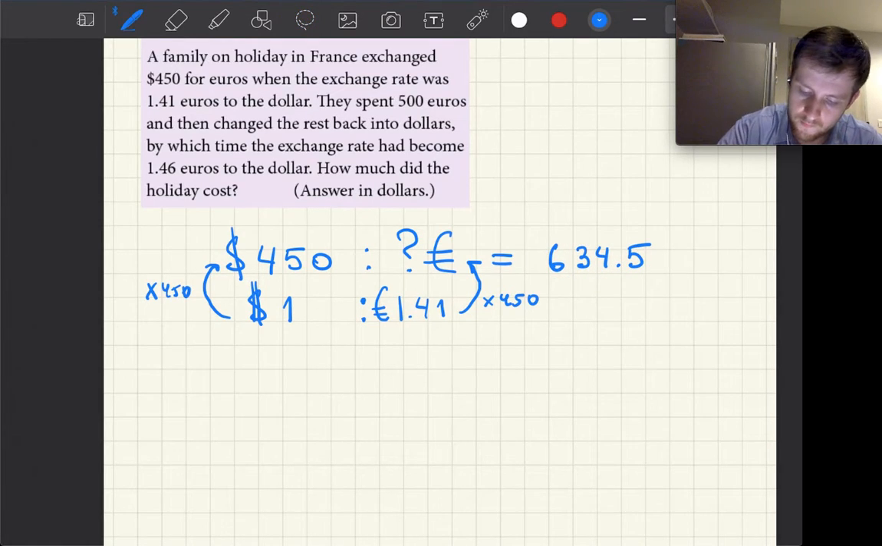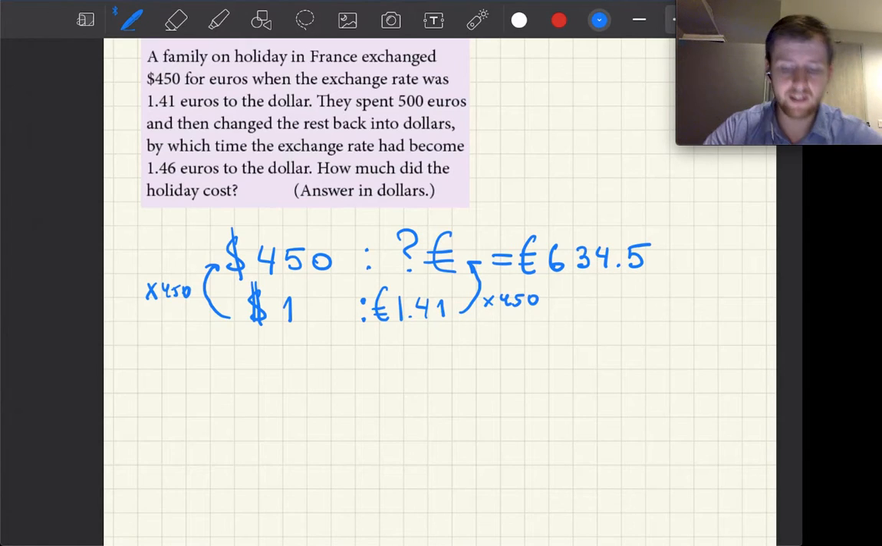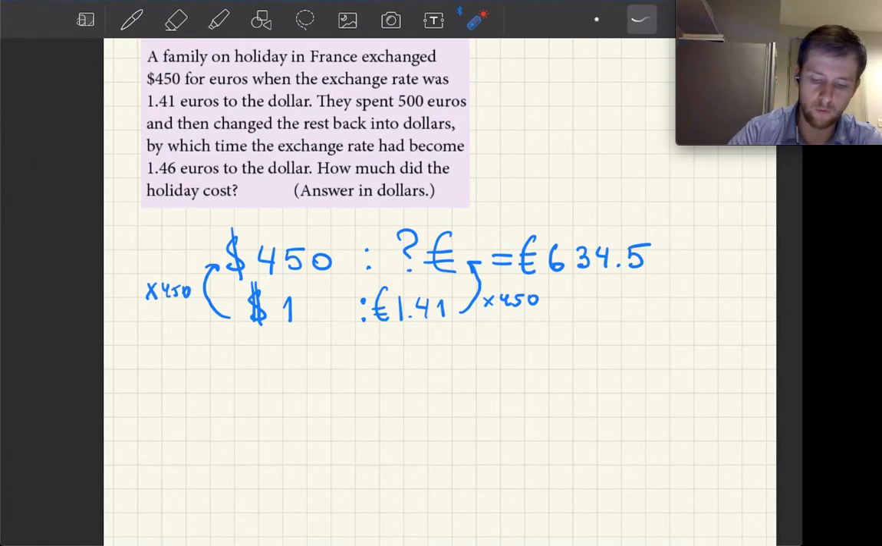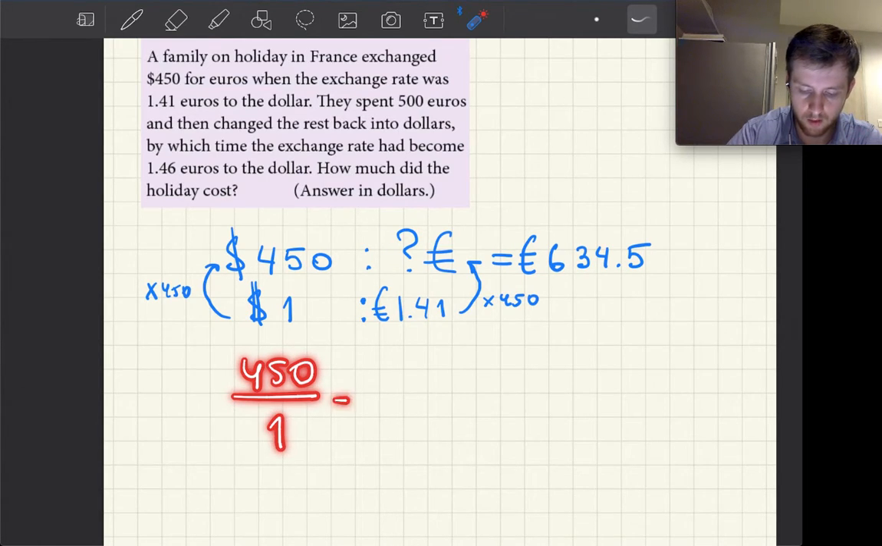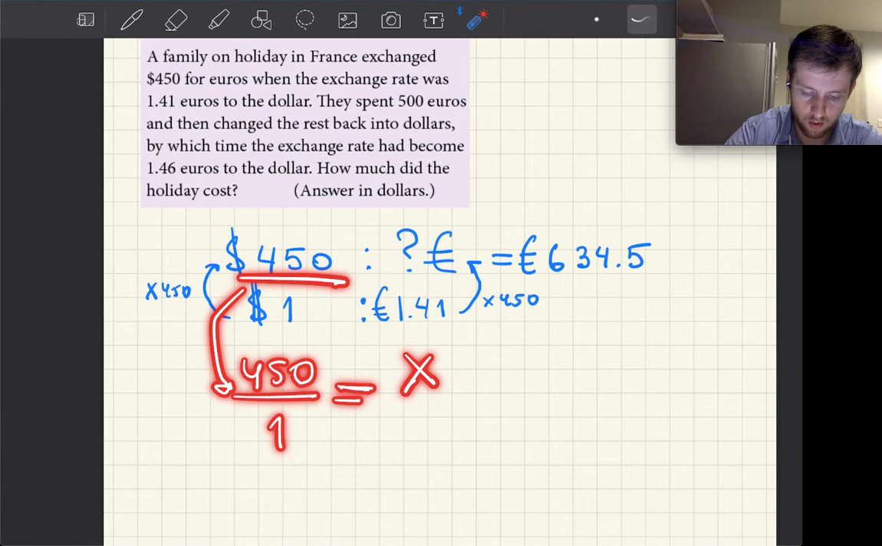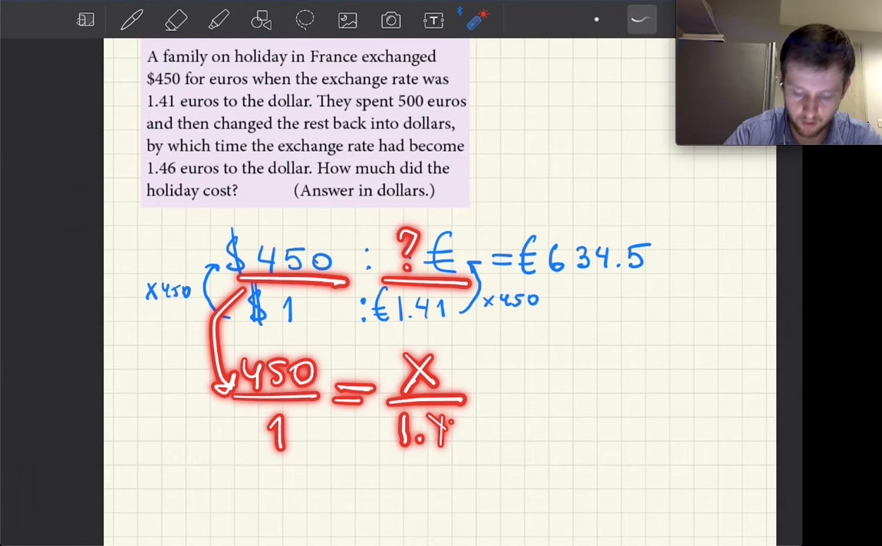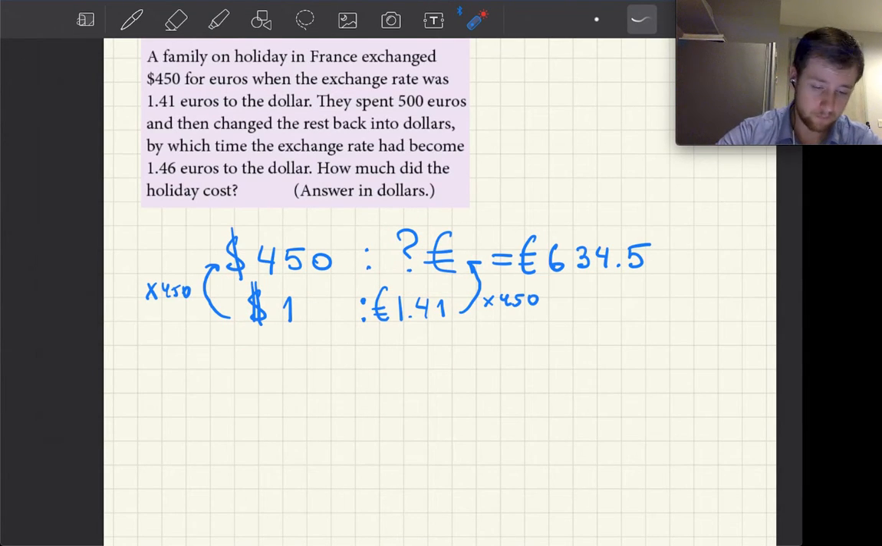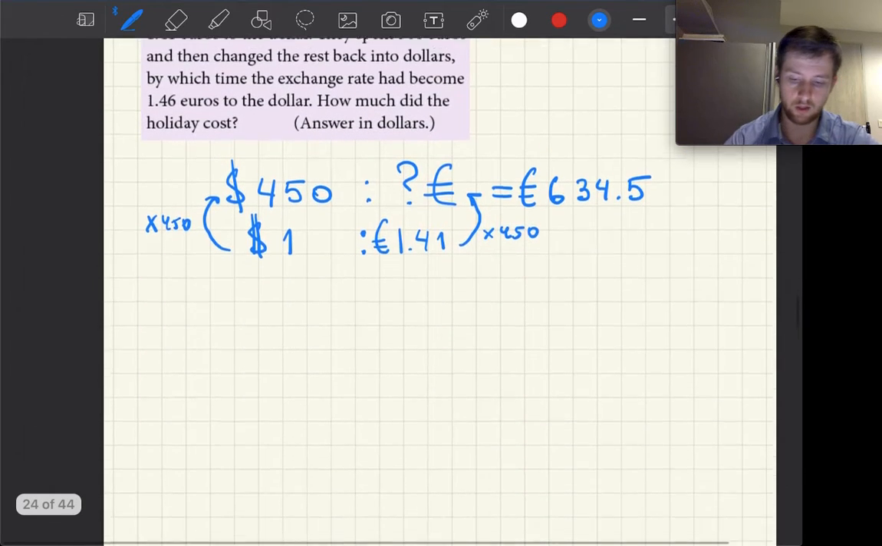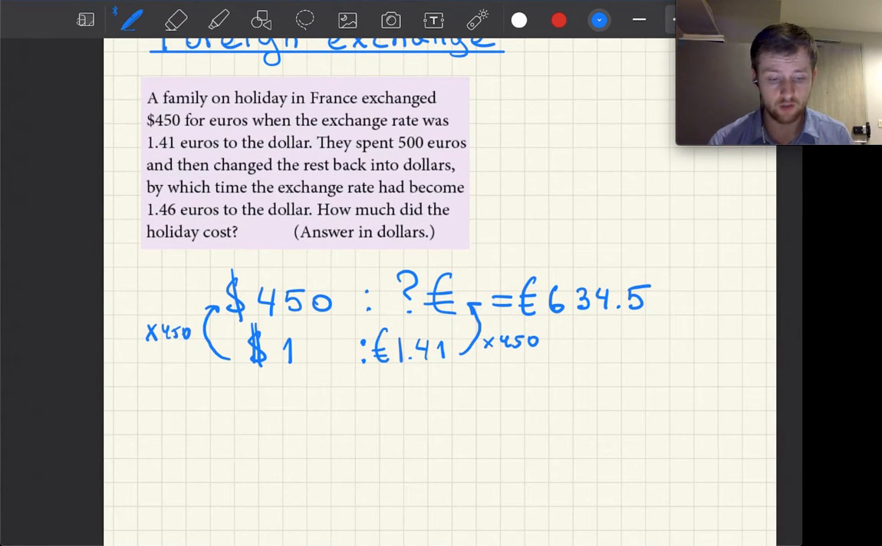Okay, and the second method you could do is this. You could say 450 over 1 equals x over 1.41, where x is the unknown. So this could be another method. You could just use the fraction. I think I showed this method in the last question, so I'm not going to get back to it too much. Okay, this is only the first part of this question. This is how much they got.